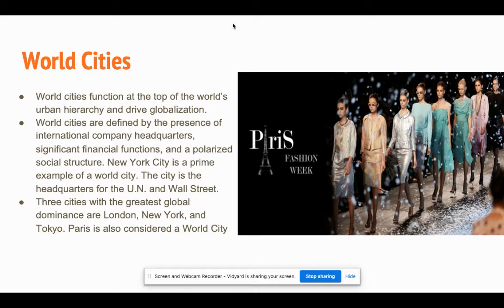If you've ever been in New York City, Macy's is kind of the icon department store in the downtown area near Times Square. I remember the last time I went to New York City, there were literally like 7 stories in the Macy's. That's just an example of how international companies have their headquarters there. Financial centers: Wall Street, the New York Stock Exchange is there. We have 3 cities that we consider to be the greatest global or world cities: London, New York, and Tokyo are the top 3. Paris is also considered a world city, but it's kind of on the 4th string. We're going to look at each of these cities and go over how they are examples of world cities.